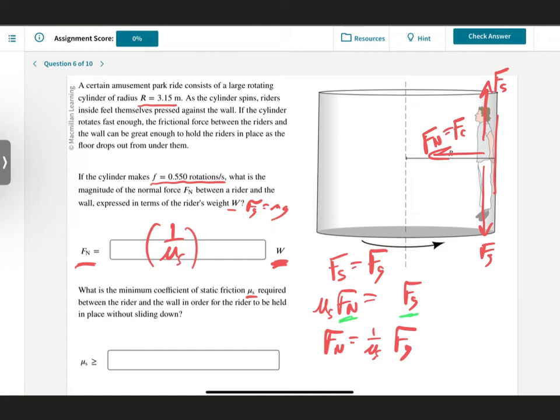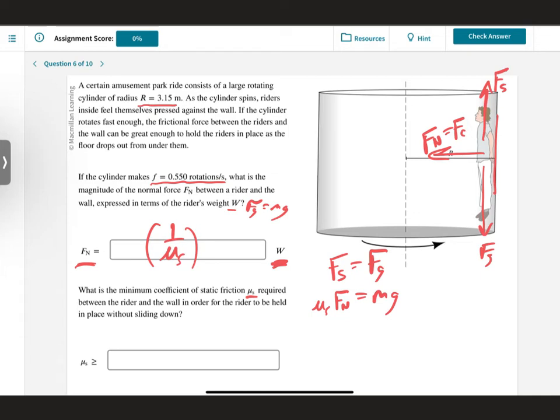I'm going to erase some of this to give me a little more space. All right. So we know that the static friction is mu s times the normal force. And that equals the weight, which is equal to m times g. Weight is equal to m times g. Awesome.